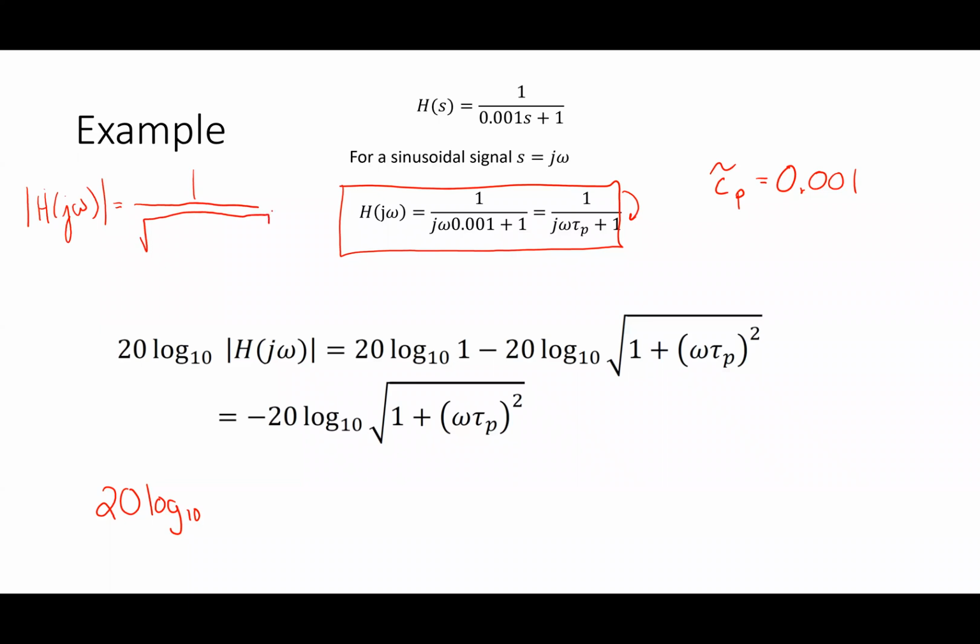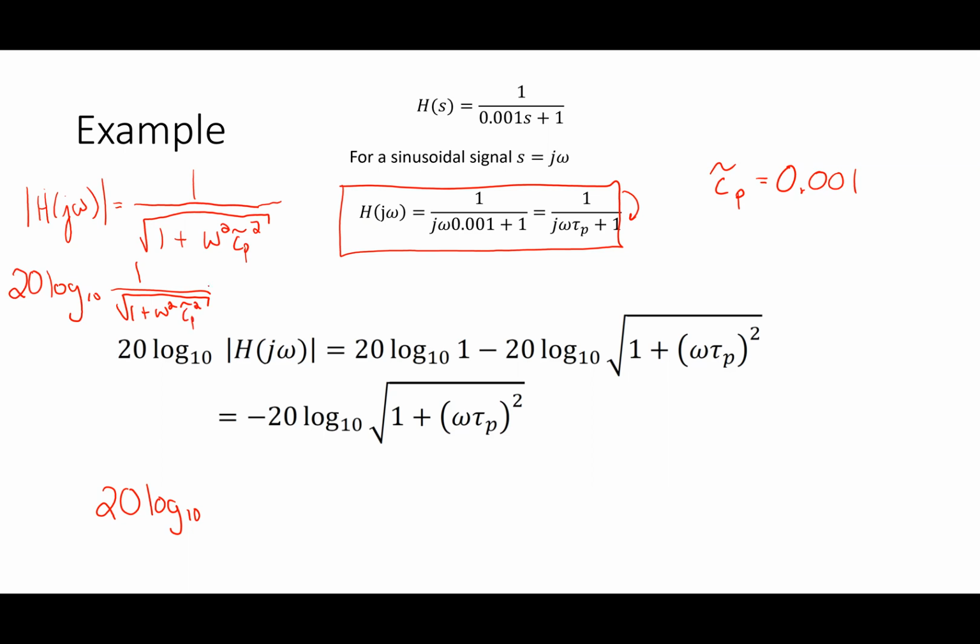All right, somebody online. Square root of 1 plus omega squared tau p squared, like that, right? So I took the imaginary part squared and the real part squared. The real part's just 1, right? So what I want to do is take 20 times the log of that. So what I have is 20 log 10 of 1 over the square root of 1 plus omega squared tau p squared, like that.